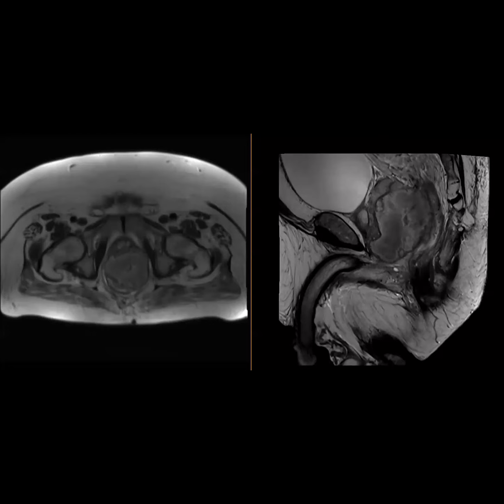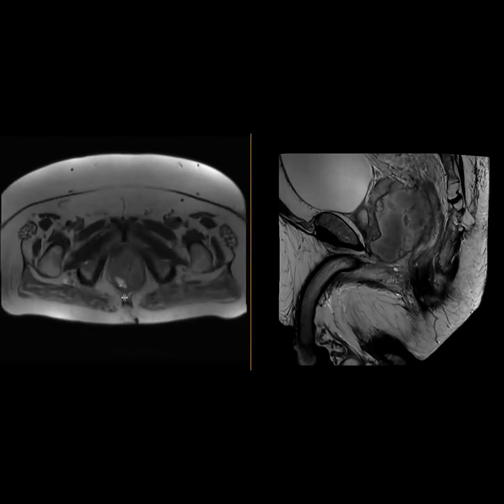So this is a 58-year-old male who came in with elevated PSA. So he had his MR prostate. So I'll just scroll through the images. This is an axial HASTE.